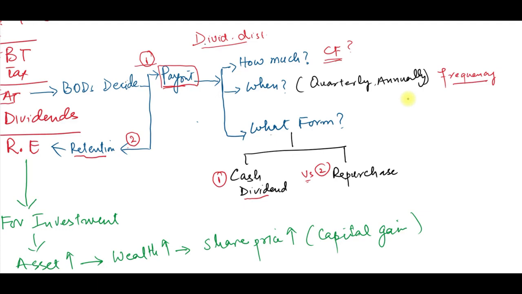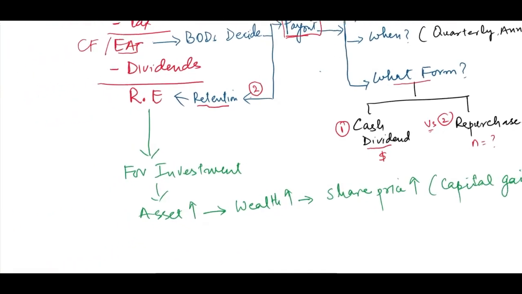When the company is deciding in which form, it should decide whether to distribute in cash form or to buy some shares. The second extreme is retention. Retention means the company is keeping some retained earnings, or the company is not paying any dividend. It is totally retaining all this cash flow. So this is the use of cash flow in retention. So we are retaining it. Or maybe some part of the dividend is being paid, so we are again retaining the rest.